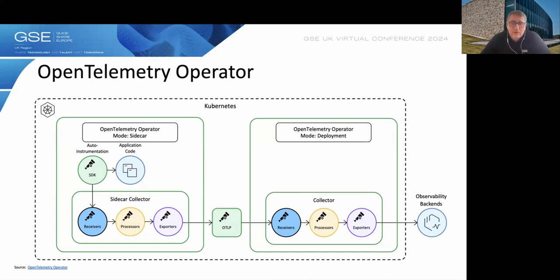And then if we look at the deployment mode of the operator, this is more about having a deployment of the collector as a way to define and control telemetry data pipelines, like we just described earlier. And with this, you get a very good support to get insight into your cloud native applications in your Kubernetes environment.